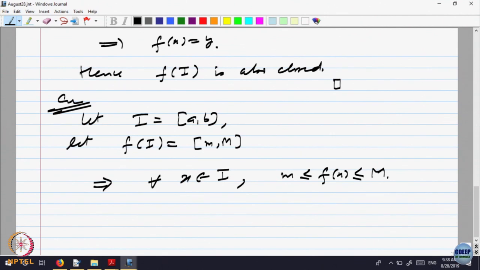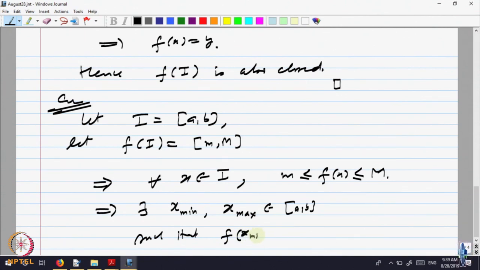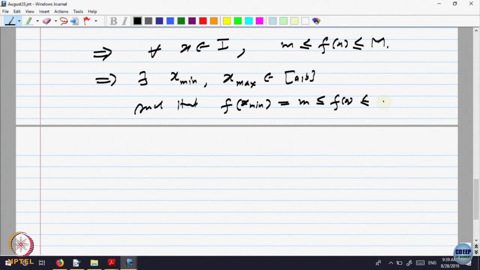Not only that, small m is in the range. So small m must be equal to the image of some point. So there exist some x_min and some x_max belonging to [a, b] such that the value at the point x_min is equal to small m, less than or equal to the value at every point, less than or equal to capital M, which is the value at the point x_max.